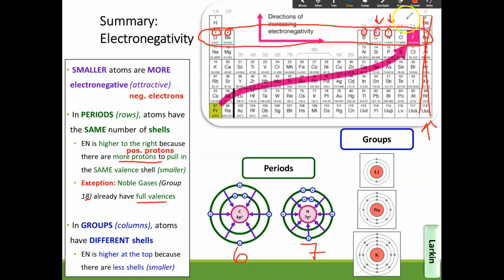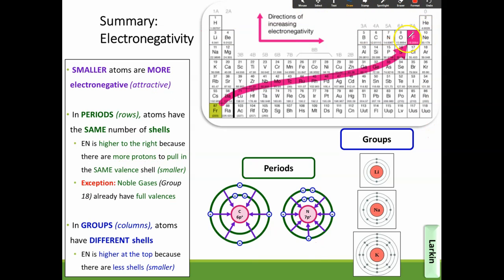All right, so anyways, taking a look here though, what this means is that as we move more and more towards the right, the more electronegative we get. So within period 2, fluorine will be more electronegative. Within period 3, chlorine will be more electronegative. Period 4, bromine will be more electronegative, and so on and so forth.